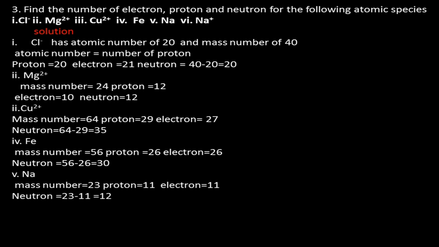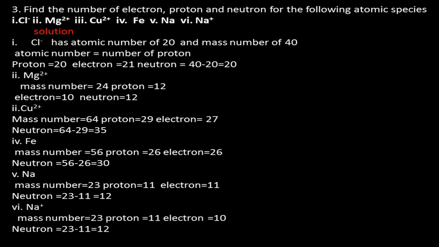For sodium metal, the mass number of sodium is 23, proton number is 11. This sodium is a neutral atom, so the proton number equals to electron number. So proton equal to 11, electron will be equal to 11 as well. While the neutron is the mass number minus proton number. So this is 23 minus 11, which gives us 12.